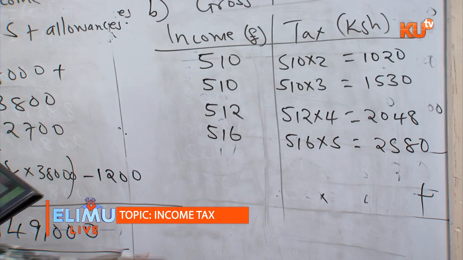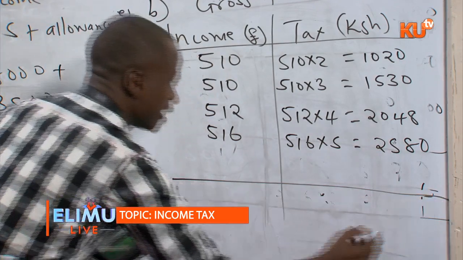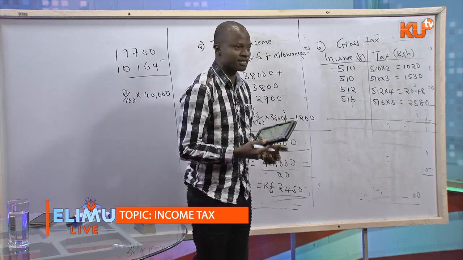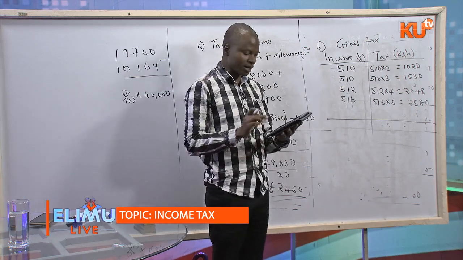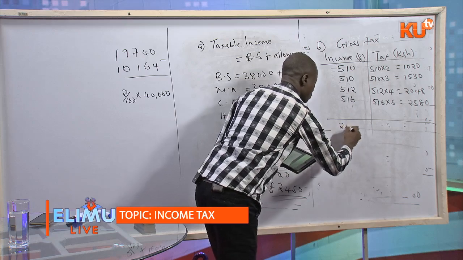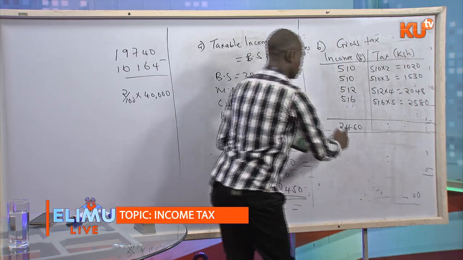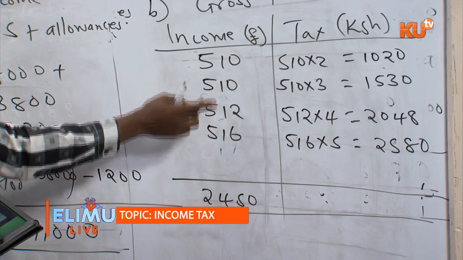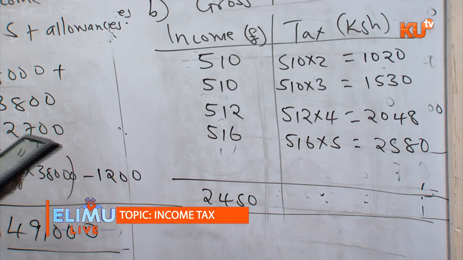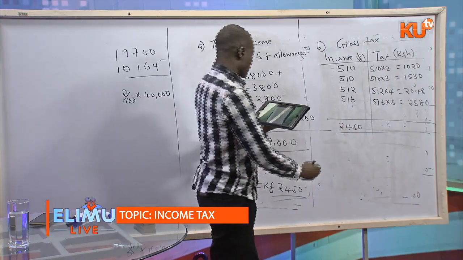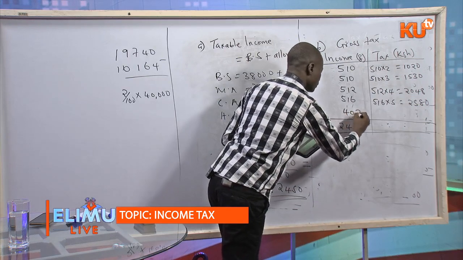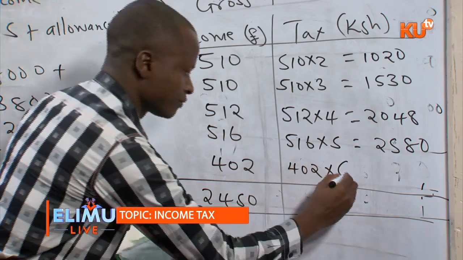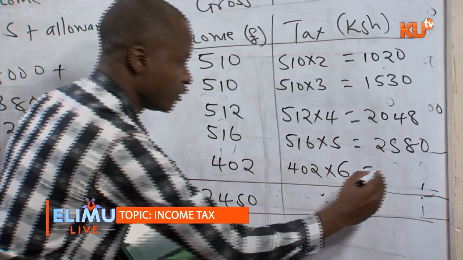Now we cannot subtract the next one. Now we need to add all the income that we have taxed already, 510 plus 510 plus 512 plus 516, subtracted from what? The taxable income, which was 2450. So the total here should be 2450. So you take 2450 minus the sum of all these four. Then you take from 2450. That should give you 402. So we take 402 at a rate of 6, and that should give us 2412.